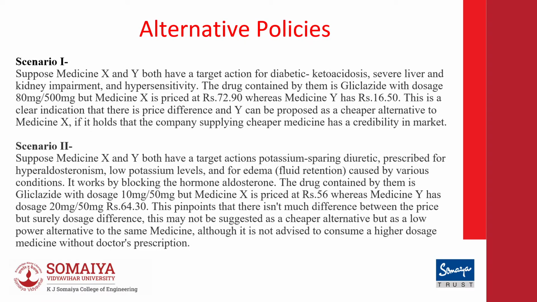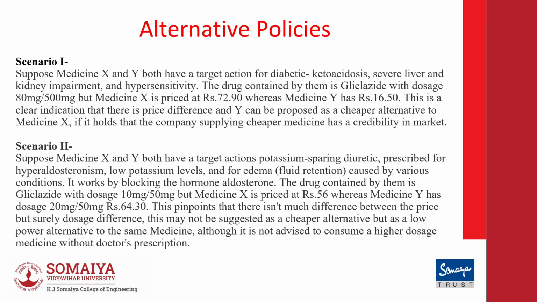Alternate policies. There are two scenarios. In the first scenario, suppose medicines X and Y have the same target action and contain the same drug, but medicine X is priced at 72.90 bucks, whereas medicine Y is priced at 16.50 bucks. This is a clear indication that there is a price difference, and Y can be proposed as a cheaper alternative to medicine X if it holds that the company supplying the cheaper medicine has credibility in the market.